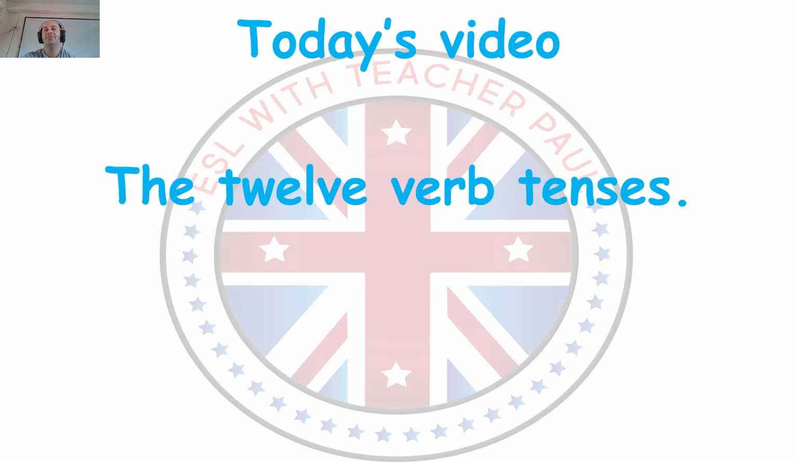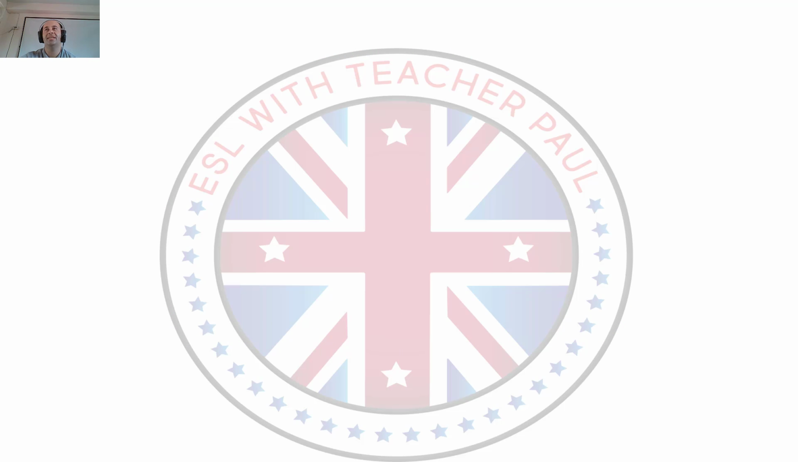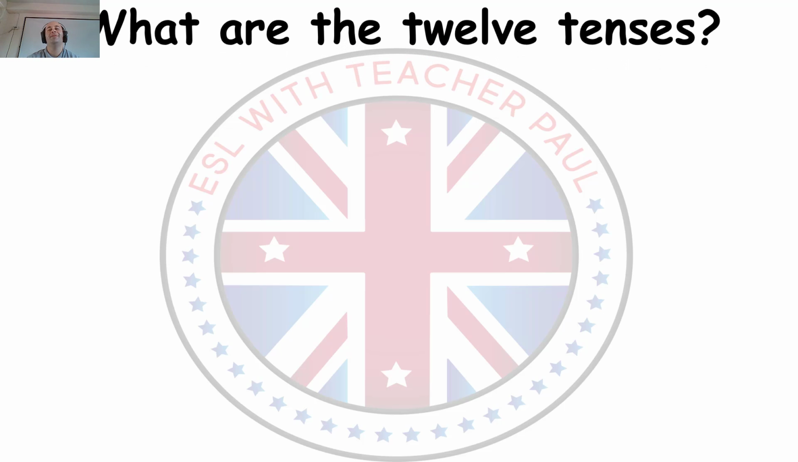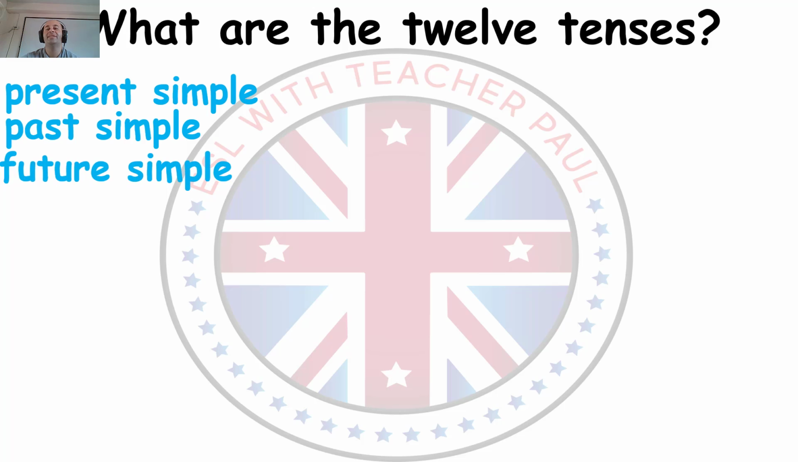And that's what we want to do today. So it's the what, the why, and the how. So what is the tense, why do we use it, how, and give examples. So quickly we will review the 12 tenses. And we always start with the simple tenses: present simple, past simple, and future simple.